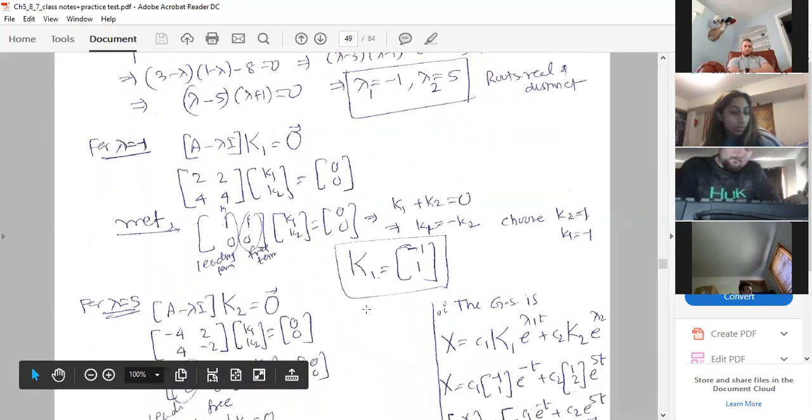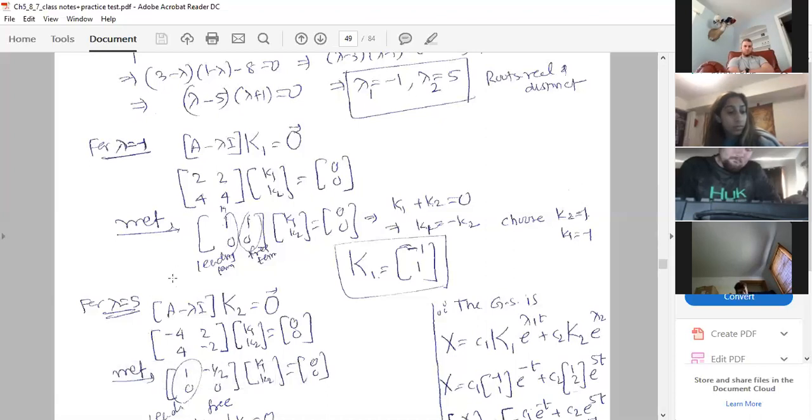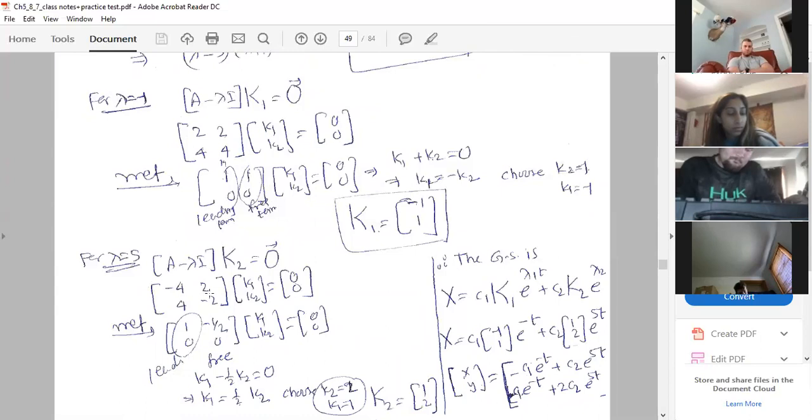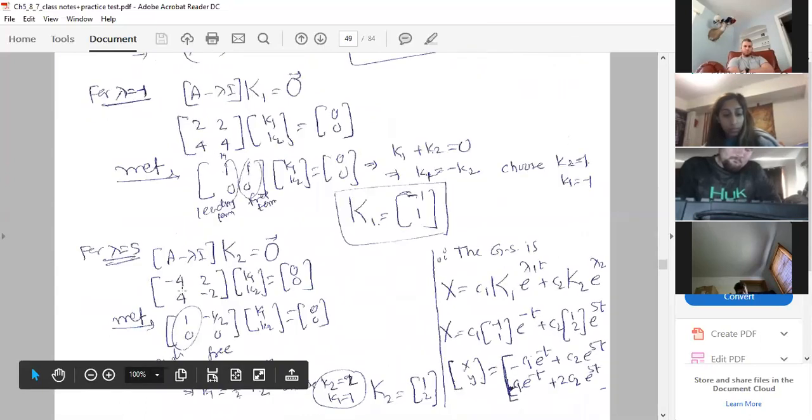And then I can repeat the process for lambda 2 equal to 5. Again, this is the matrix RREF. You can see over here, first one is a leading element, second one is a free element. Send this K2 to the other side. Here I'm getting 1 by 2. So just to avoid the fraction, I would like to choose my K2 equal to 2. So 2 and 2 will get cancelled out. I'm getting K1 equal to -1, other side is positive, so +1. So K2 equal to 1 and 2. That is my second eigenvector, right?